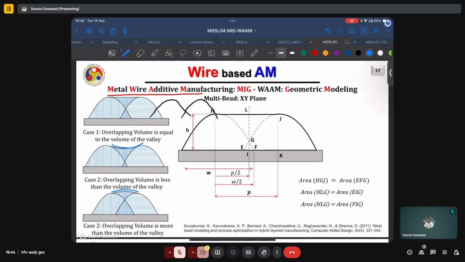And this has been obtained with the assumption that the overlapping volume, which I am highlighting in red here, is equal to the volume of the valley, which I am highlighting in green. Only when these two volumes are equal, or in a cross section, only when these two areas are equal, will we have a flat deposition.